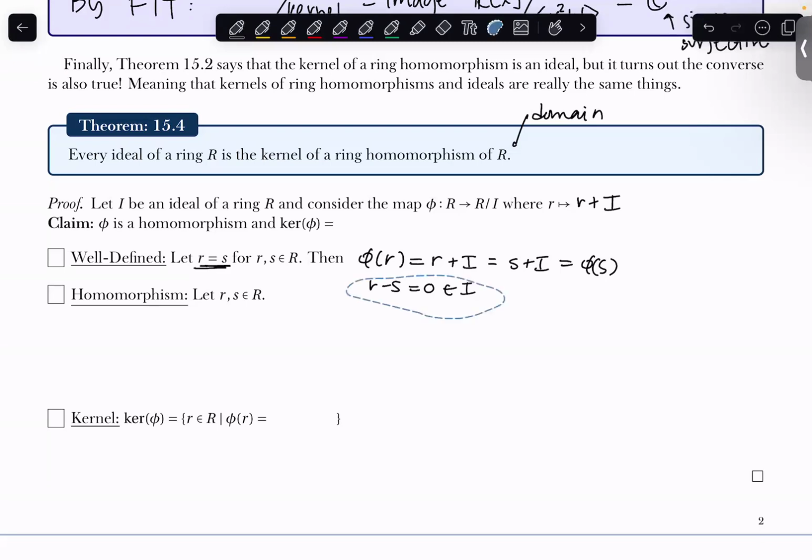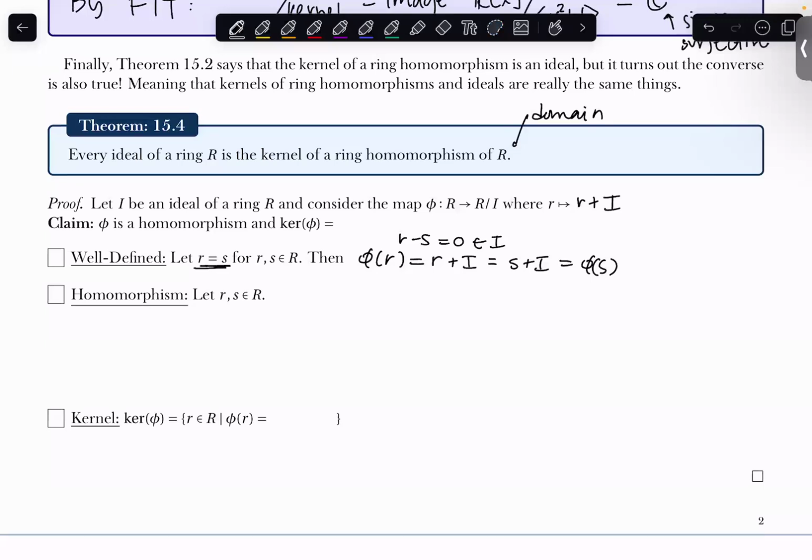Okay, we need to show that it's a ring homomorphism. So we want to show if we add on the inside, it's the same as adding on the outside. If we multiply on the inside, it's the same as if we multiplied on the outside. And again, these are going to feel really natural by the way that we defined our addition and multiplication in our cosets, so for our quotient rings.